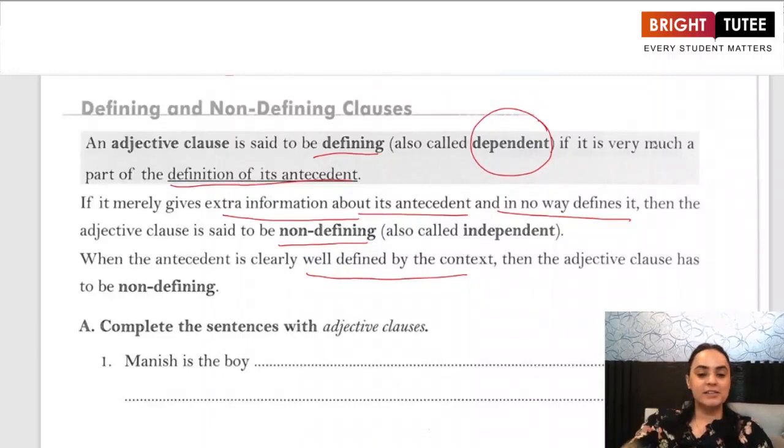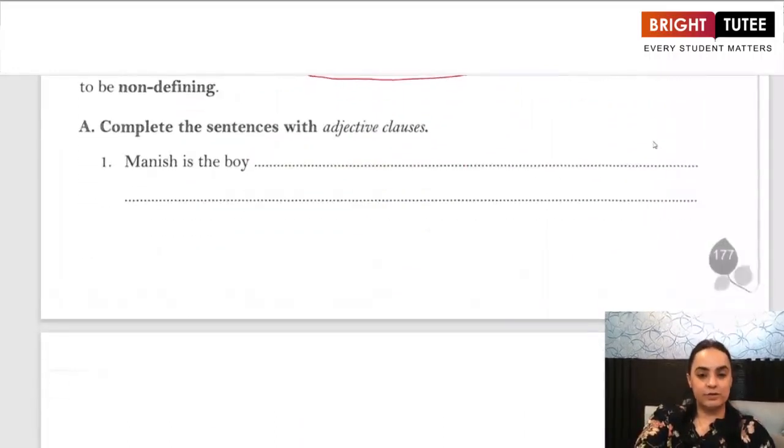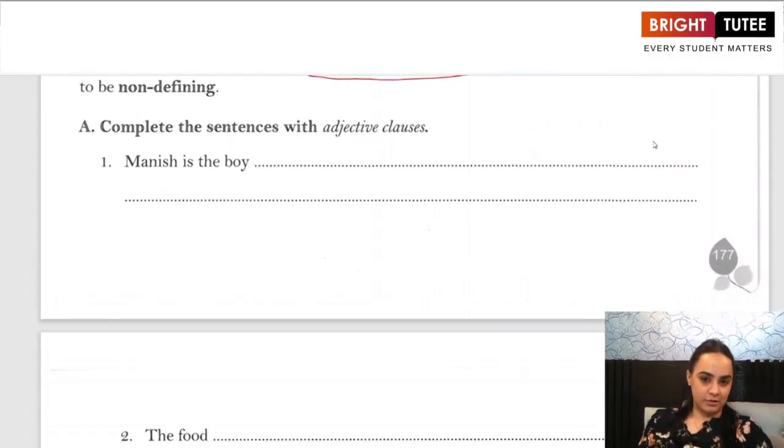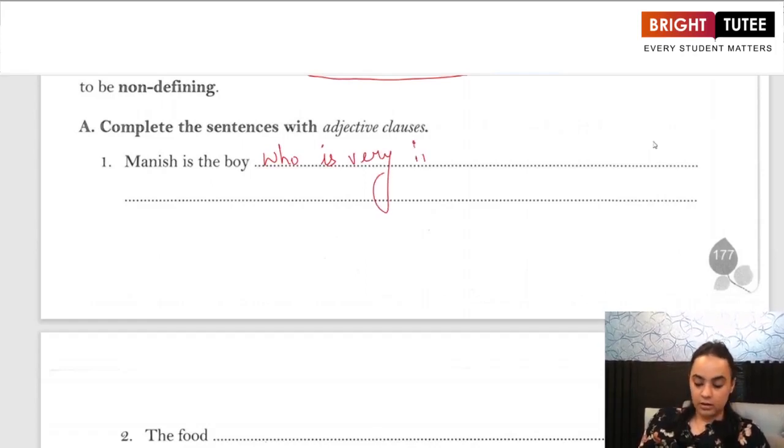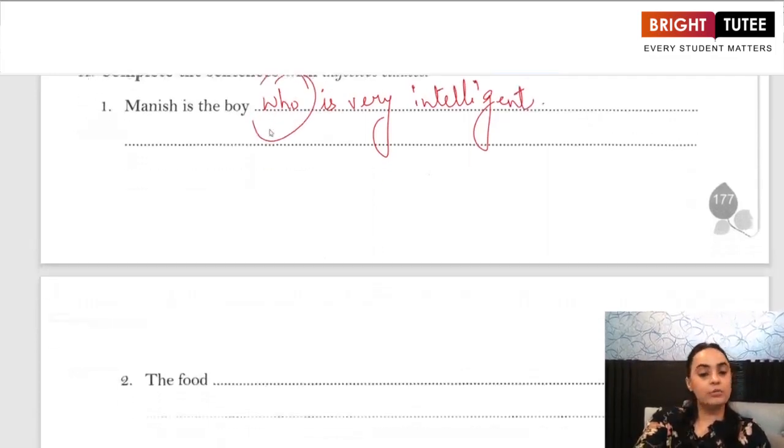Now let us look at the exercise which is given with it so that it is clear to you. Complete the sentences with the adjective clauses. Manish is the boy. As I said, they always begin with a relative pronoun. So Manish is the boy who is very intelligent. Right? I'm beginning it with a relative pronoun who.